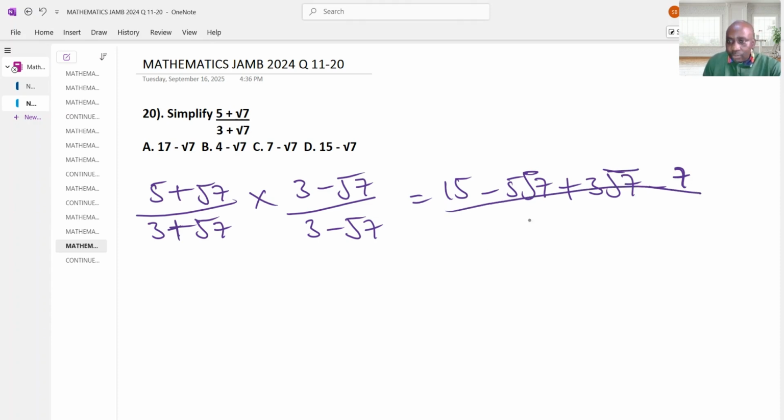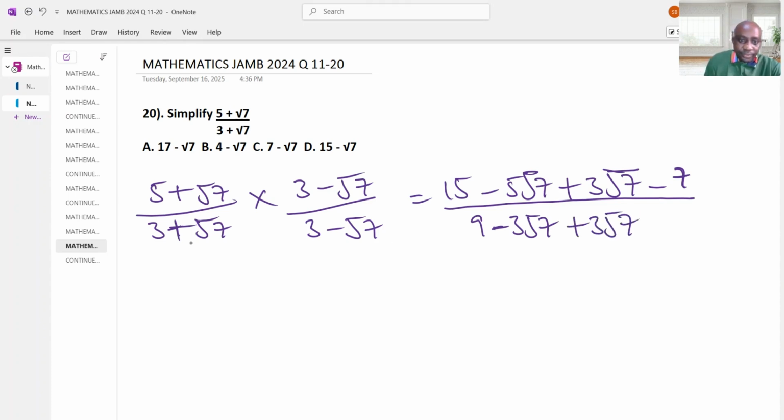Now the down one. 3 times 3 is going to give me 9. 3 times minus square root of 7 is going to give me minus 3 square root of 7. Come to the next one, plus square root of 7 multiplied by 3 is going to give me plus 3 square root of 7. Plus square root of 7 times minus square root of 7 is going to give me minus, because plus times minus is going to give me minus. 7 times 7, 49, square root of, so this one is open already as well.